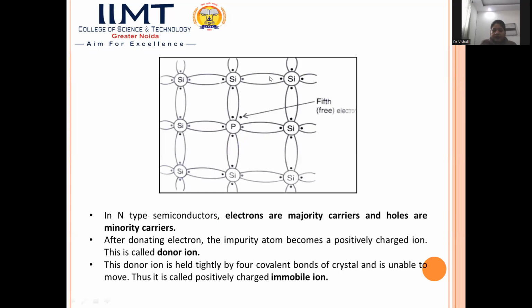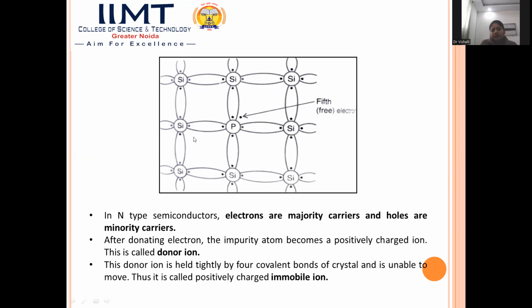This will be more clear in this diagram. This was a phosphorus impurity atom which was added in the semiconductor. It has 5 valence electrons. These 4 electrons will form covalent bonds with the 4 silicon atoms, and this 5th electron will be loosely bound to this phosphorus atom, and a very small amount of energy is required to set this electron free, and that energy is easily achievable at room temperature. So this electron will become a free electron.